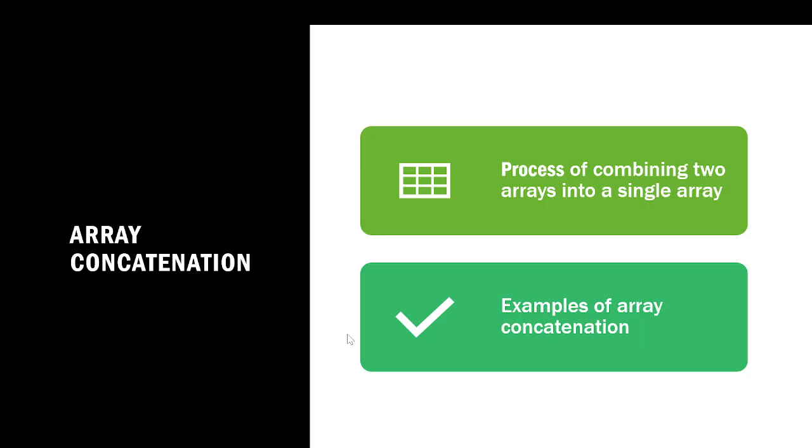The next example that we could think of is concatenation. Array concatenation is the process of combining the elements of two arrays to create a new array. This process involves appending the elements of the second array to the end of the first array, resulting in a larger array that contains all the elements of both the original arrays.